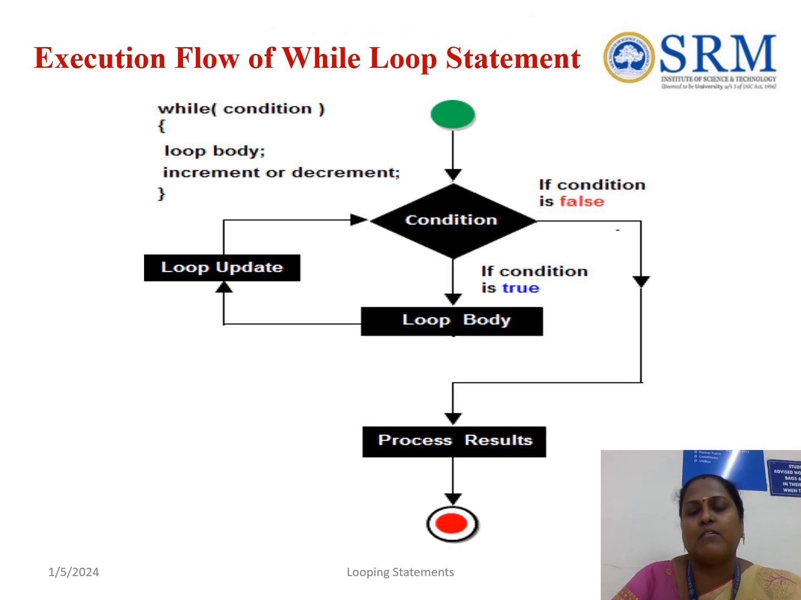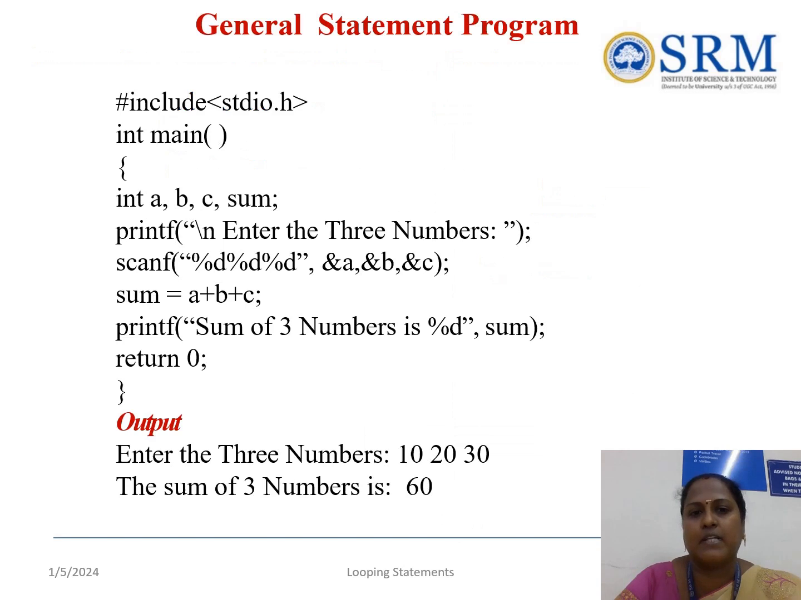The working flow of a while loop statement is, after the initialization, it comes into the loop where the condition is checked first. If the condition is true, then the loop body will execute. Then the increment or decrement operator will do the process. The condition checking process is repeated until the given condition is true. When the condition is false, then the loop will terminate.